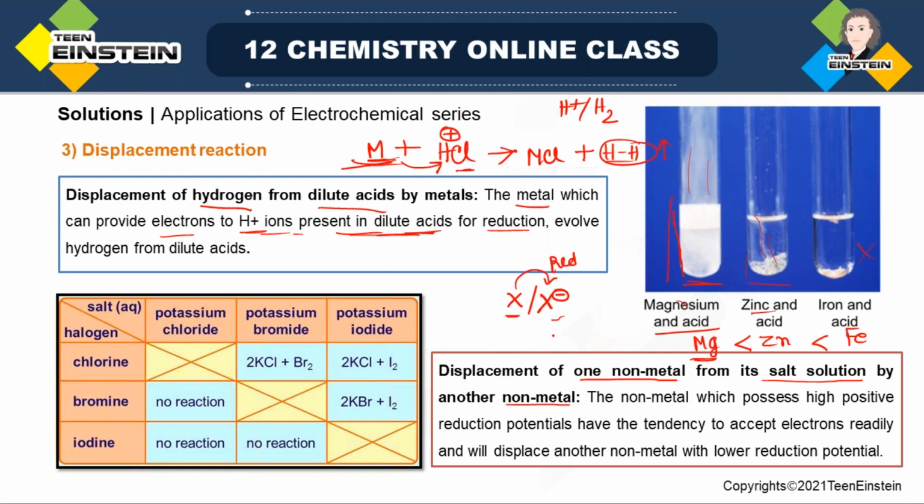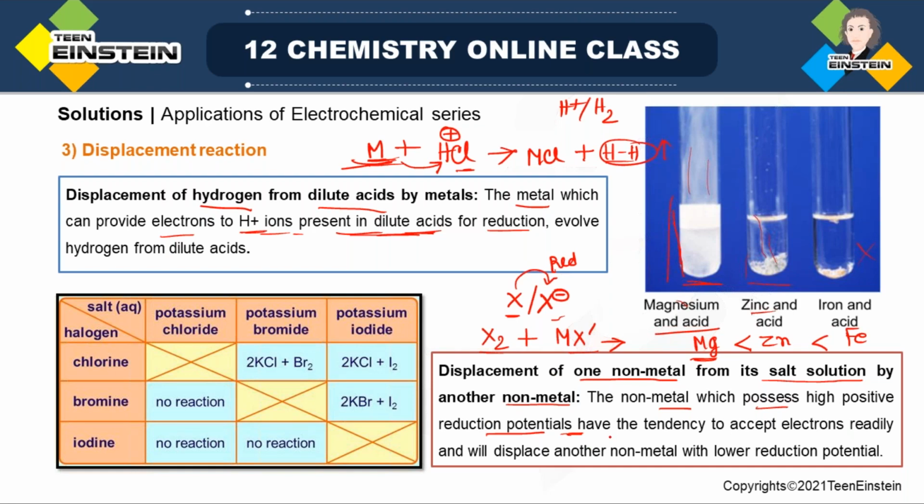Suppose we have two non-metals. One non-metal is existing as X2, and another non-metal is in the salt form. Suppose it is MX prime. So this is another halogen or any non-metal. Here, the non-metal which possesses high positive reduction potential. Among X and X prime, suppose one of them, I mean non-metal, is having high positive reduction potential.